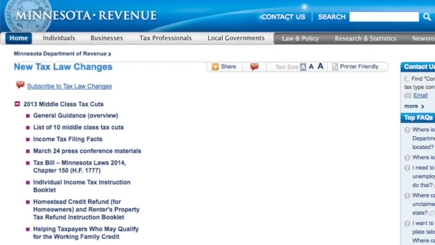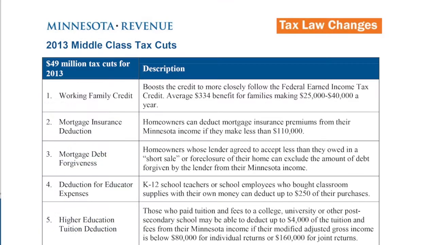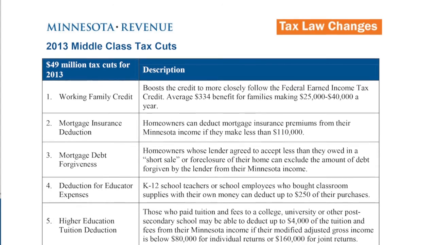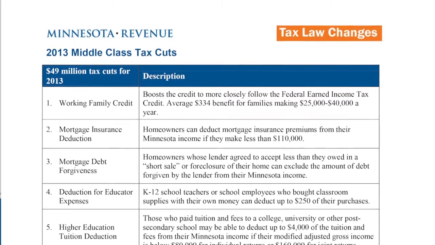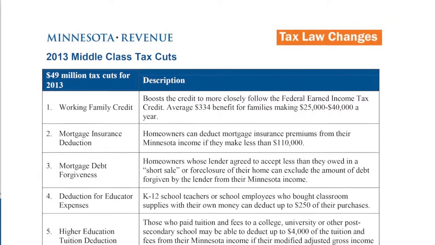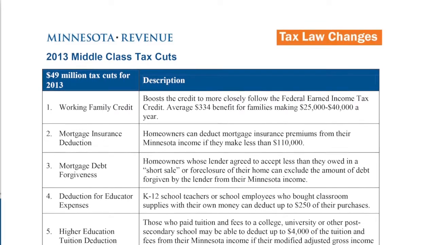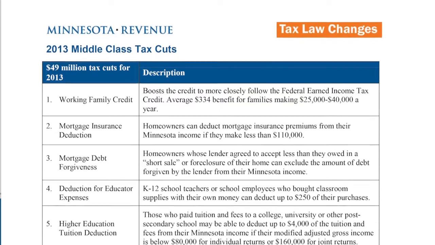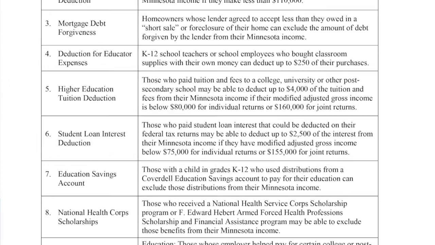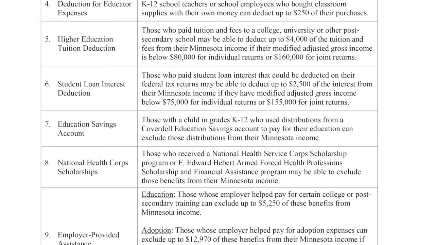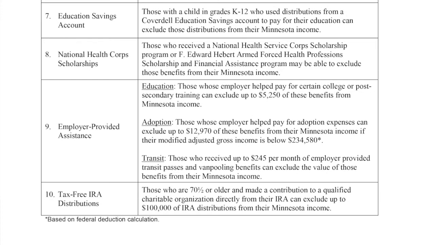Then you'll see a list of the 10 middle class tax cuts, and we're going to open that document up. This is a list of the middle class tax cuts that do affect tax year 2013. There were some tax changes related to the working family credit, the mortgage insurance deduction, mortgage debt forgiveness, the deduction for educator expenses, tuition deduction, student loan interest deduction, some savings accounts deductions, some scholarships, and then IRA distributions. We'll talk about these in more detail, but this gives you a high-level list of the 10 items that we're going to talk about today and some basic information about them.